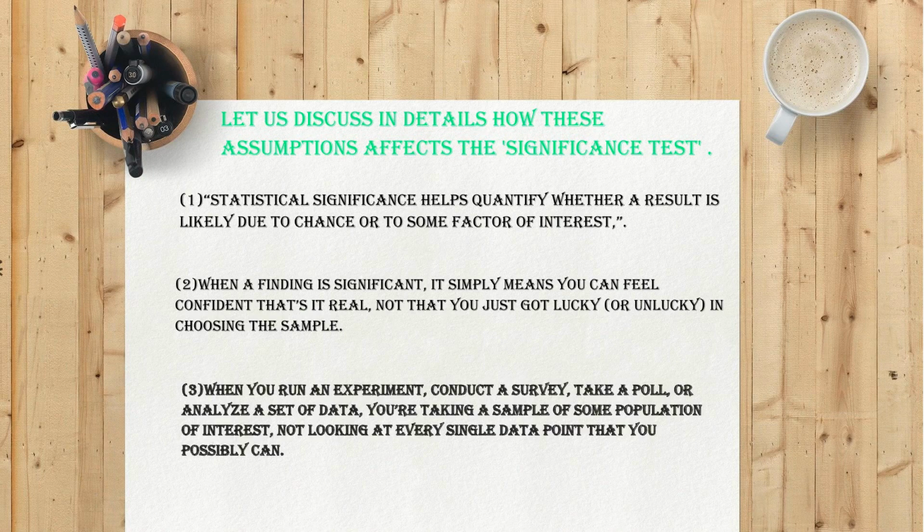Statistical significance helps quantify whether a result is likely due to chance or to some factor of interest. When a finding is significant, it simply means you can feel confident that it's real, not that you just got lucky or unlucky in choosing the sample. When you run an experiment, conduct a survey, take a poll, or analyze a set of data, you're taking a sample of some population of interest, not looking at every single data point that you possibly can.